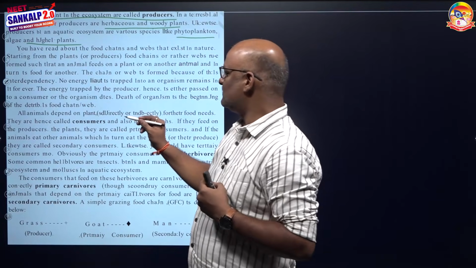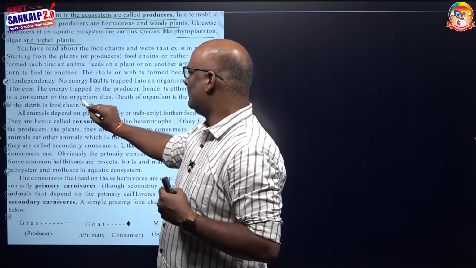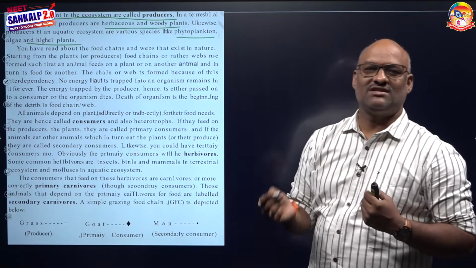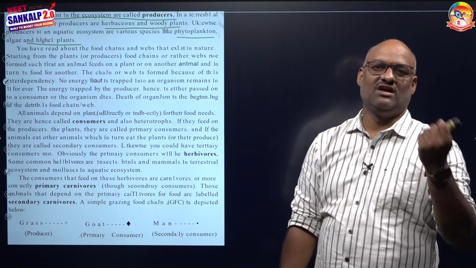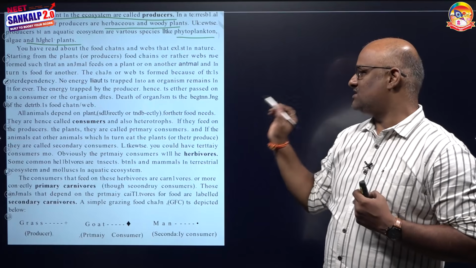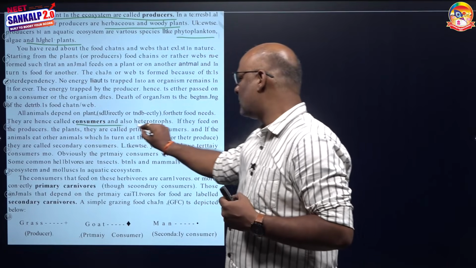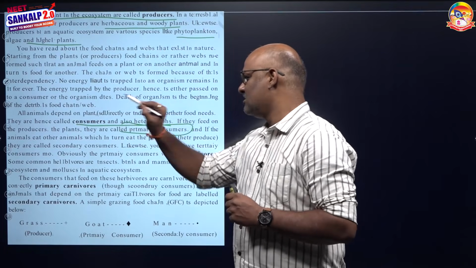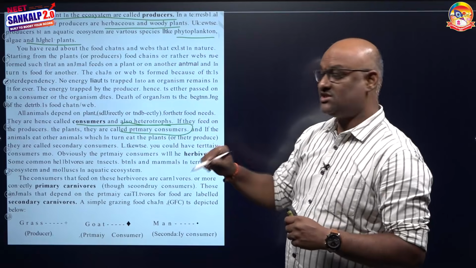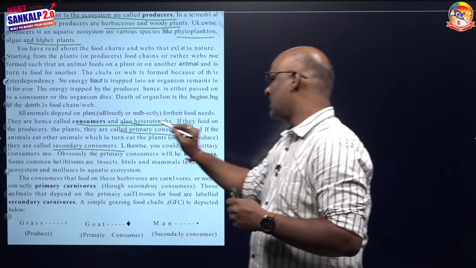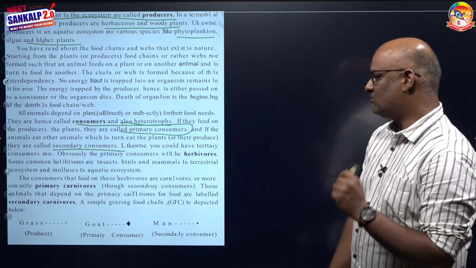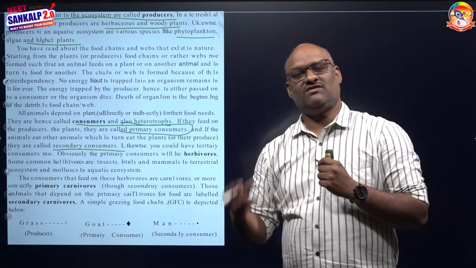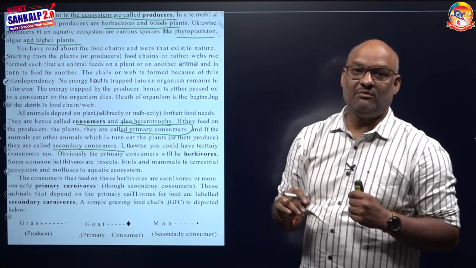Now let us take the consumers which are present here. The consumers present inside the food chains are the primary consumers, the secondary consumers, the tertiary consumers or the top carnivores. The consumers are called heterotrophs, and the consumers which eat the plants are called primary consumers. The consumers which eat the primary consumers are called secondary consumers, and those which eat the secondary consumers are called tertiary consumers, and the organisms which feed on the tertiary consumers are called top carnivores.